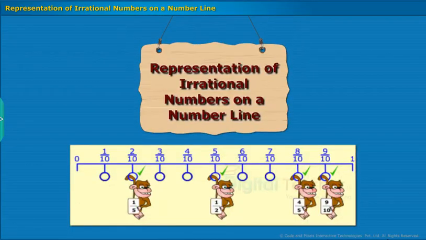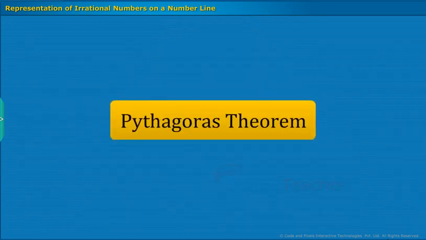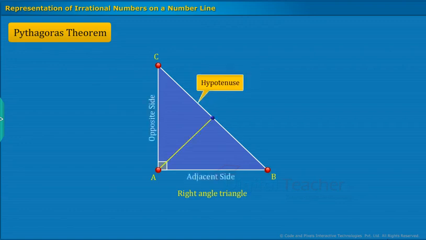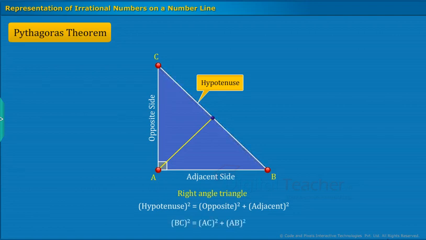Now, let us learn how to represent irrational numbers on a number line. Before learning the representation of irrational numbers on a number line, we need to know about Pythagoras' theorem. The Pythagoras theorem states that in a right-angle triangle ABC, the side opposite to the right angle is the hypotenuse, and the hypotenuse square is equal to the sum of the squares of the other two sides, as shown on screen. Now, let us go back to how to represent numbers with roots on a number line.